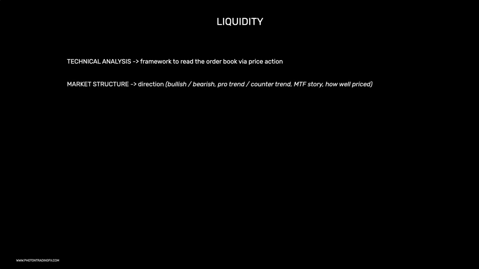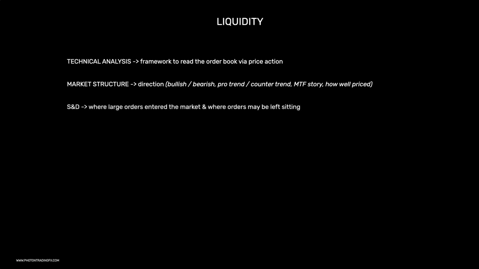So we spent ages looking at market structure. And what is the purpose of using market structure? Well, we use it to help us with direction, so whether price is bullish or bearish. We use it to see if we are trading with or against the trend, and how that all fits together within the multi-time frame story, when we build that higher time frame narrative from the daily, the 4 hour, the M15, et cetera. We also use market structure to see how well something is priced within the range, so we use premium and discount.